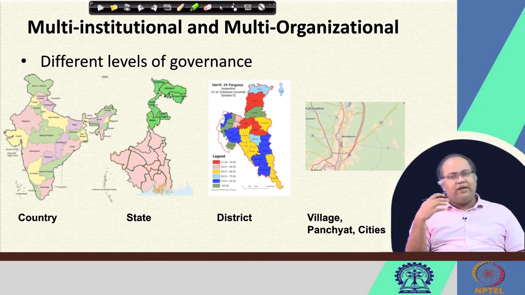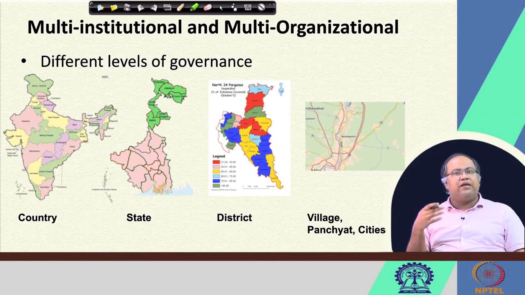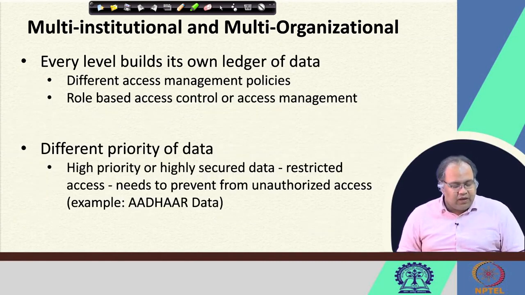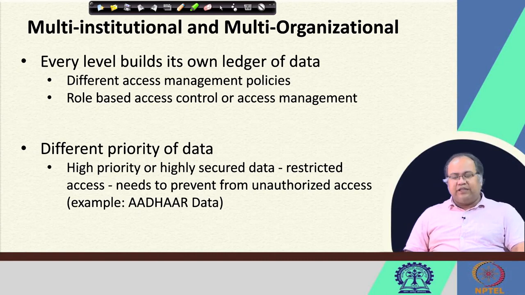Well, so there is a clear demand that we need to bring transparency to the system so that such corruption, such misuse of assets, can be minimized. Let us see how we can utilize blockchain for this particular purpose. As I mentioned, the entire system is multi-institutional or multi-organizational, and there is a hierarchy of governance, and every level builds its own ledger or data.